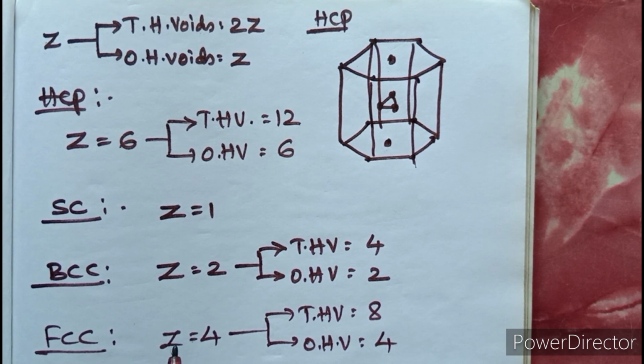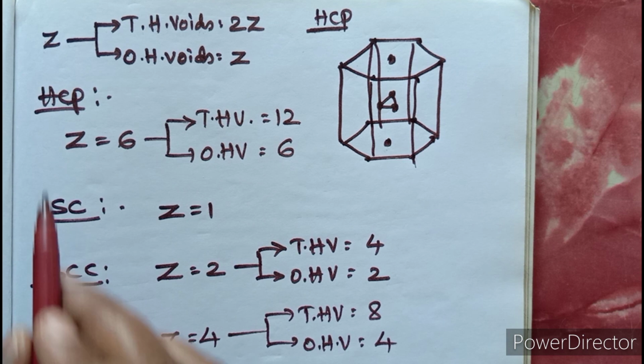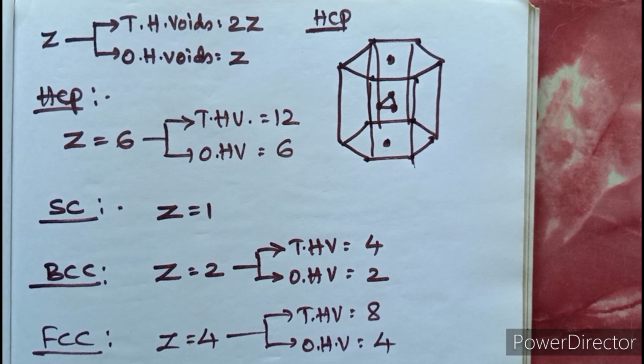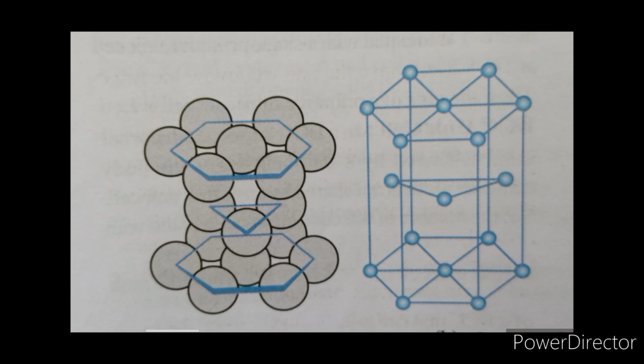Z is nothing but the number of atoms present in a unit cell. That is, these are the four structures. Once you observe the HCP structure, here the positions of lattice points are like this.